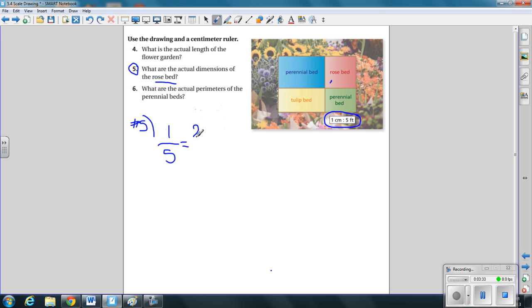So 2 centimeters equals how many real feet? Once again, take the cross product. 5 times 2 is 10. And set that equal to x. So in this case, what are the actual dimensions? The final answer is 10 feet by 10 feet. And why are they both 10 feet? Because the length and width are both 2 centimeters. So the length and width are exactly the same here.